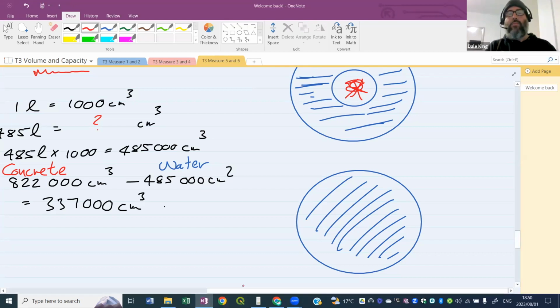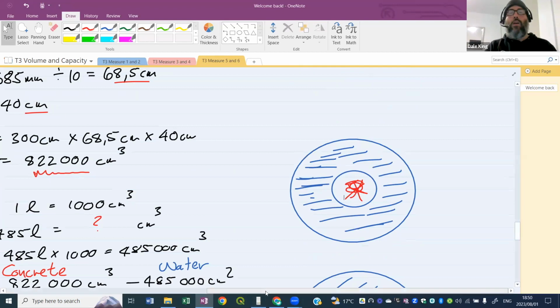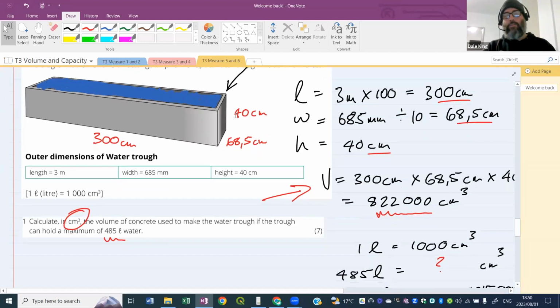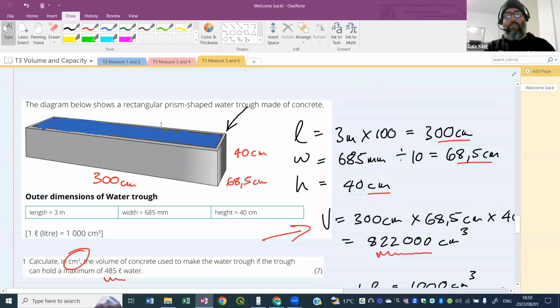So that's what they're asking here. They don't want a whole concrete block. They want the outer part of the concrete block. So there's a rectangular prism in the middle, which is a volume of water, and there's a bigger one on the outside. You must remove the two. Sometimes they'll actually give you dimensions for the inside of the trough and dimensions for the outside, and they'll ask, what is the volume of concrete? Then you work out the rectangular prism on the inside, you work out the rectangular prism as a whole, and you subtract them.